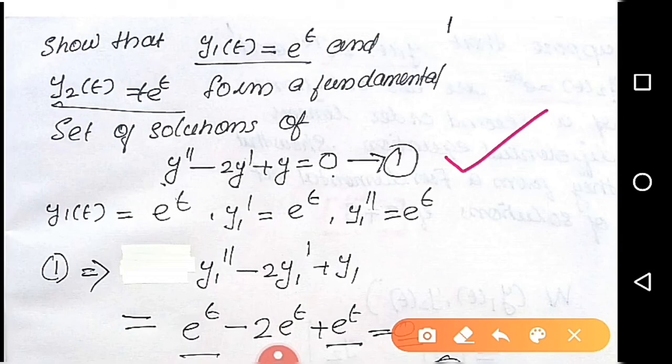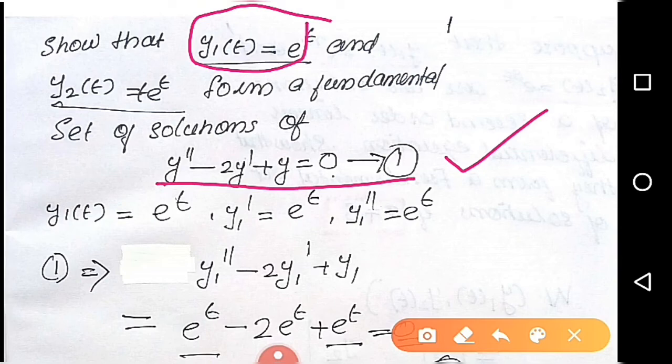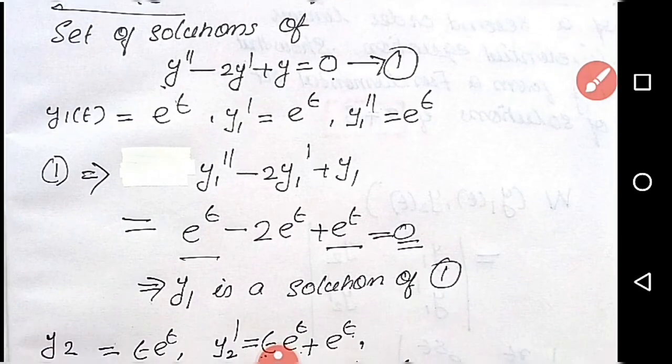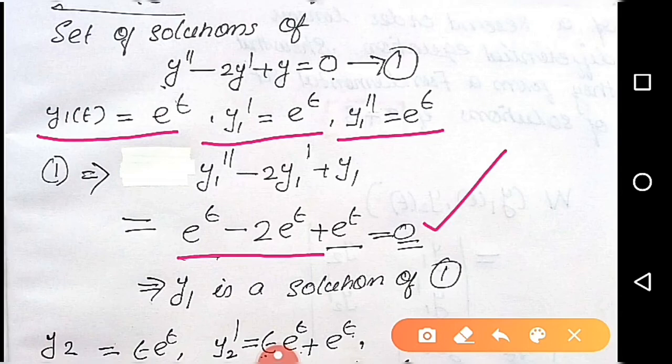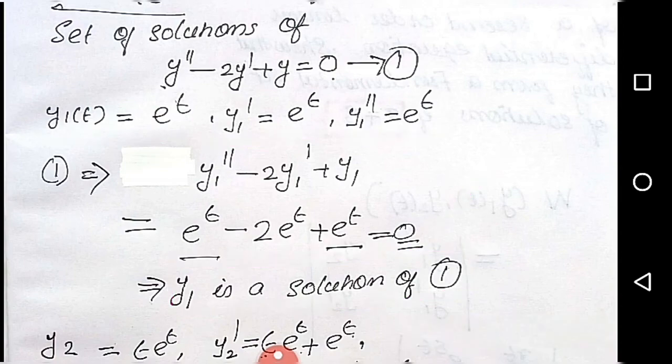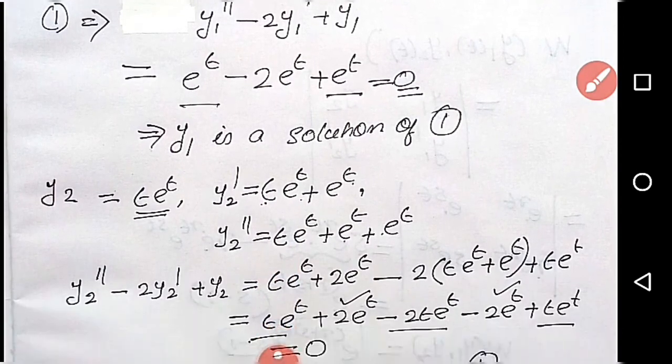To show that y1 is a solution of equation 1, we have to show that y1 double dash minus 2y1 dash plus y1 equals 0. For that, we have y1 of t equals e raised to t, y1 dash equals e raised to t, y1 double dash equals e raised to t. So y1 double dash minus 2y1 dash plus y1, by substituting the values, gives 0, which means y1 is a solution of equation 1. Next, we are going to prove that y2 is a solution of equation 1.